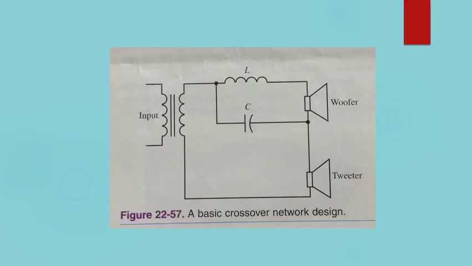The tweeter is connected through C. As the frequency increases, the reactance of C decreases, at the rate of XC, or capacitive reactance, equals 1 divided by 2 pi f C. Values of L and C can be selected for the desired crossover point. This is usually between 400 and 1200 Hz. Note that at one frequency, XL equals XC, the response is equal for both speakers at this crossover frequency.